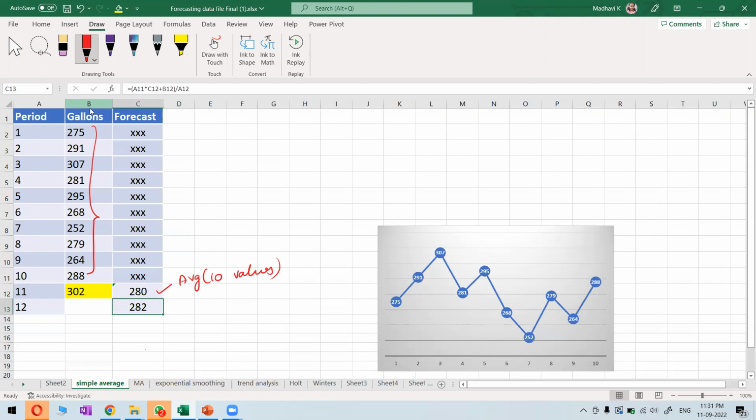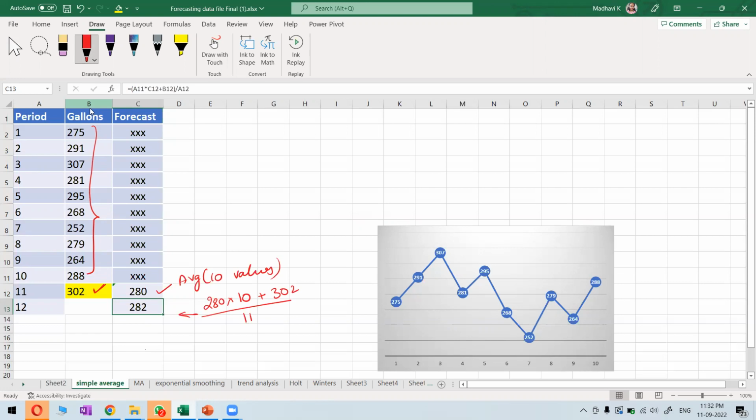But at the end of period 11, we found that this is the actual value. So now, based on this available information, we are going to forecast the new period value. That is nothing but 280 multiplied by 10, which was the average of 10 values, plus the new value that we found, that is 302, divided by 11. So this becomes the new forecasted value.